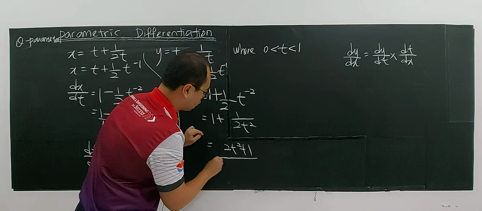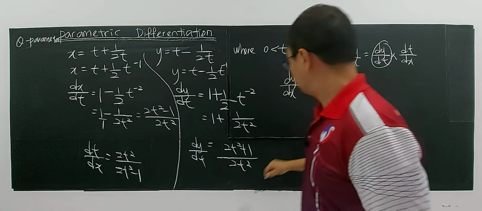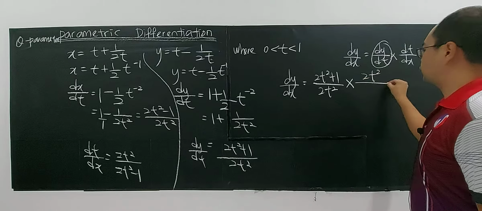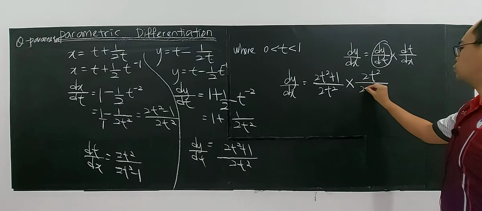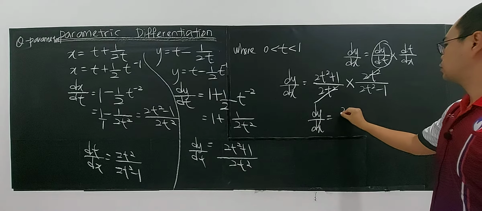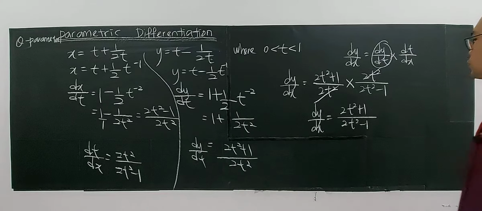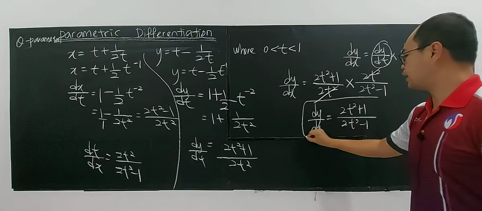So my dy/dx is dy/dt, which is 2t squared plus 1 over 2t squared, multiplied by dt/dx, not dx/dt but dt/dx, which is 2t squared over 2t squared minus 1, right? As you know, these two will cancel off. So you will have dy/dx to be 2t squared plus 1 over 2t squared minus 1. So this will be your dy/dx, right?